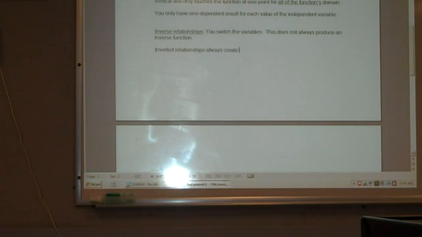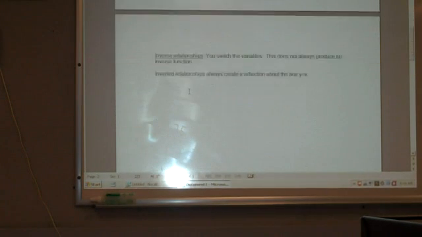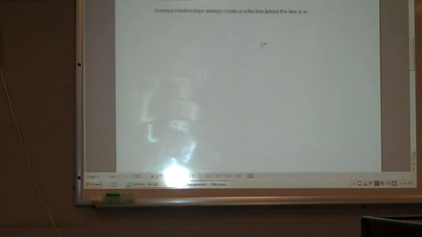Inverted relationships always create a reflection about the line y equals x. And now I'm going to put the pretty picture back in here.